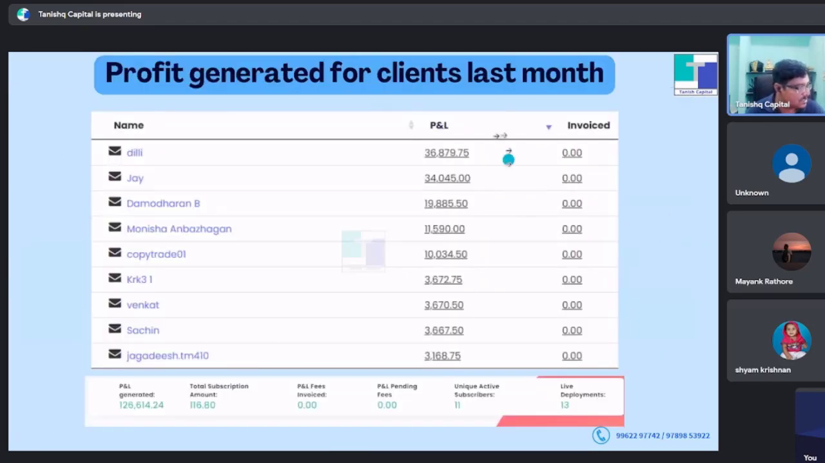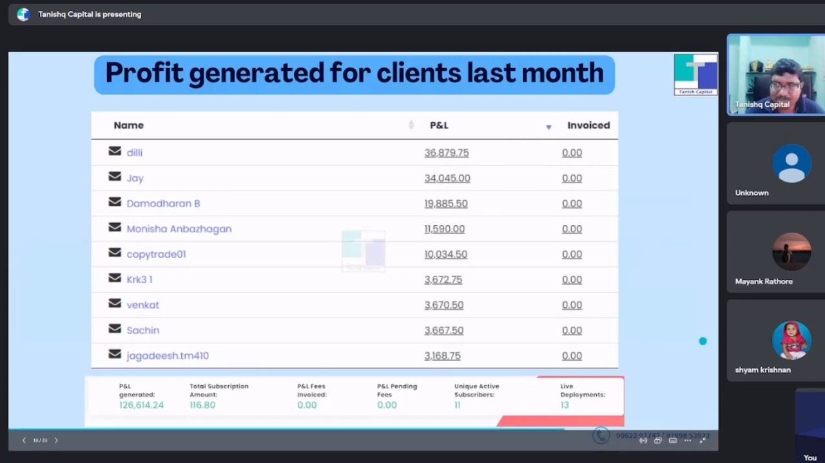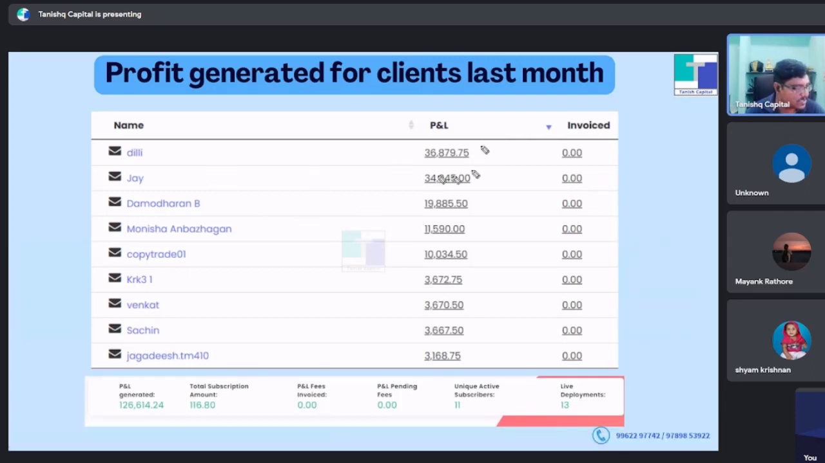So this is the intraday algo, deployed for all the clients. Live deployments is 13. So these are all the clients. I will just subscribe to that, and I will show mine also.